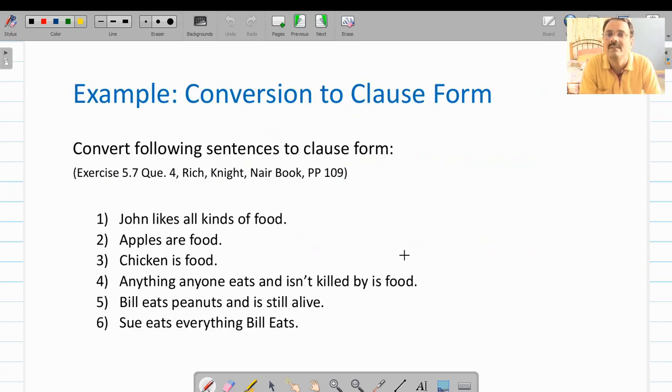Now let us see one example. First we will convert the statements into clause form. This is exercise question 4 from the Rich and Knight book, page number 103. Statements are: John likes all kinds of food. Apples are food. Chicken is food. Anything anyone eats and is not killed by is food. Bill eats peanuts and is still alive, and Sue eats everything that Bill eats. Let us convert these statements into clause form.